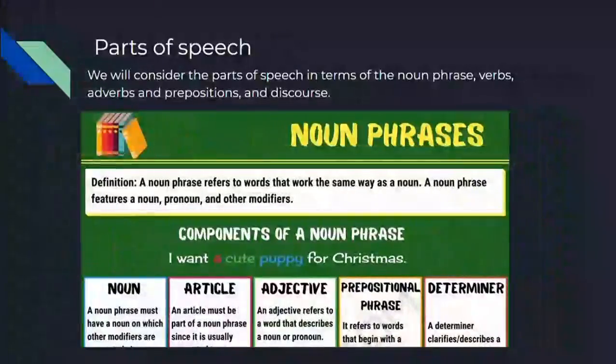I'm going to explain the parts of speech. We'll consider the parts of speech in terms of noun phrases, verbs, adverbs, prepositions, and discourse. The first one is noun phrases. A noun phrase refers to words that work the same way as a noun. A noun phrase features a noun, pronoun, and other modifiers.